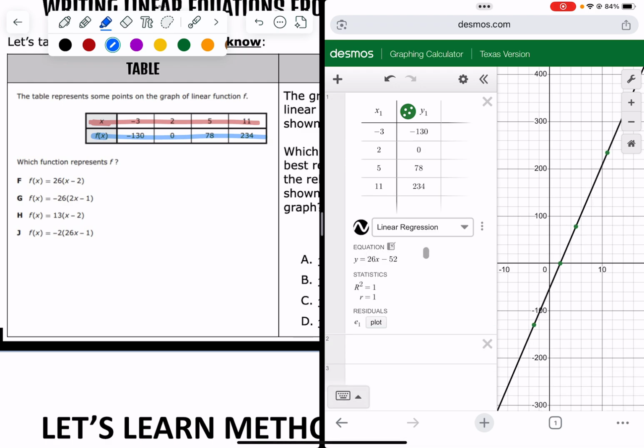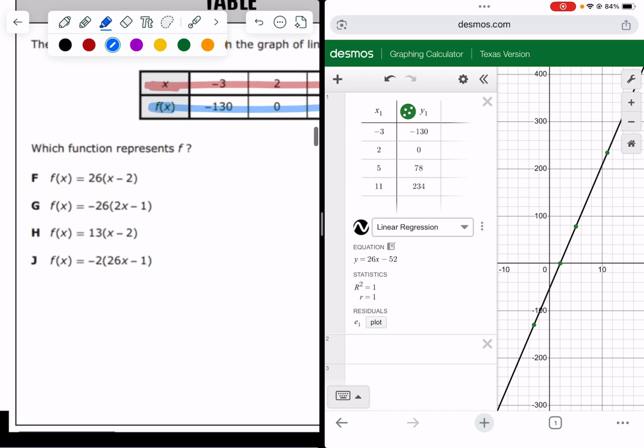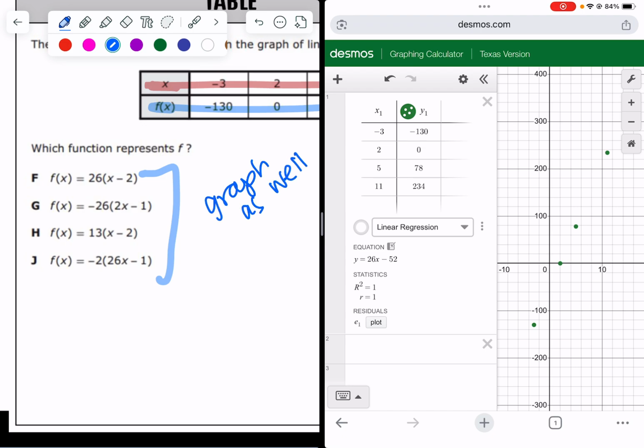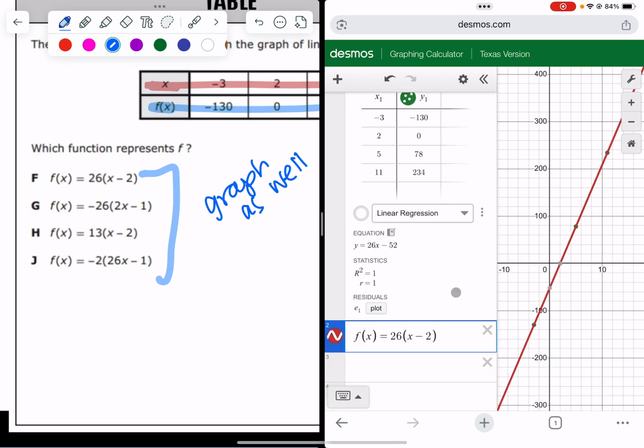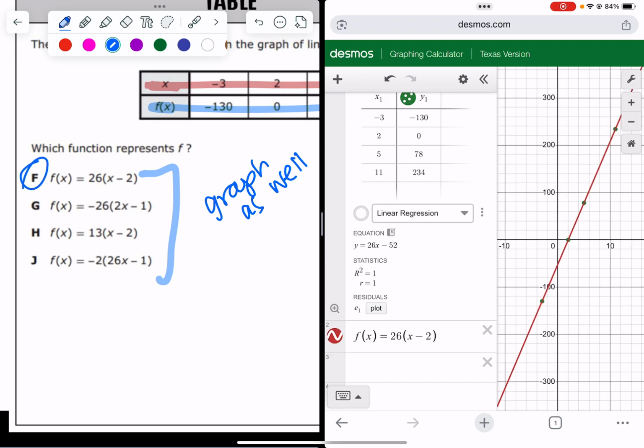This is good, but if I look at my answer, it doesn't match any of my answers. This is where sometimes it gets a little bit difficult. So what I want to do is take off the color, and I'm literally just going to graph these as well. So we have f of x equals 26 parentheses x minus 2 parentheses. And you see how this red line goes through the green points here, here, here, here, here. That's my answer. So I would be done. If it touches the points, it's good.